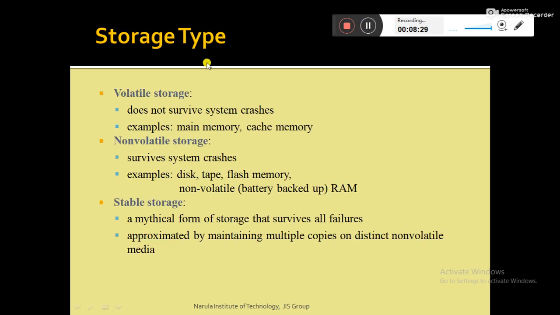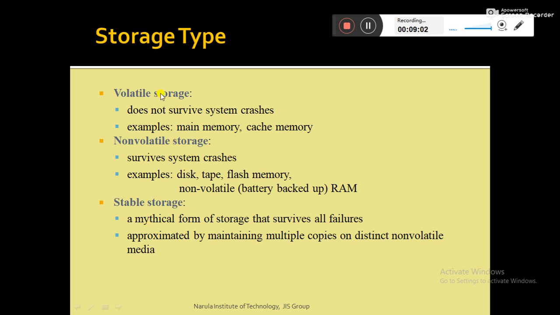The next is storage type. Actually, the storage media can be distinguished based on their storage capacity, their relative computation speed, as well as their resilience to failure. And based on these features, storage devices can be classified broadly into three categories: volatile storage, non-volatile storage, and stable storage.